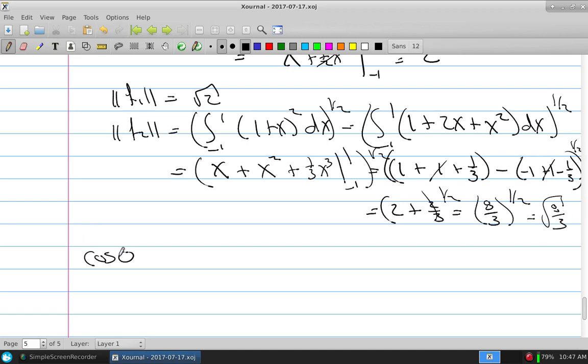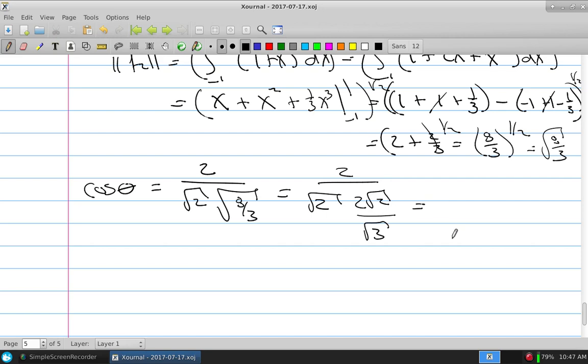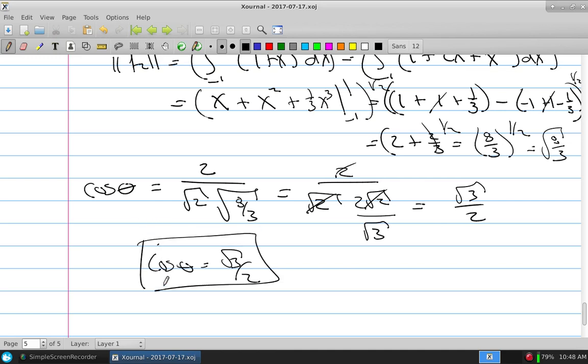So, what's the cosine of theta? So the inner product was what? 2, the length of F1, and then, which is 2 divided by 2 square root 2, square root of 8 is 2 square roots 2, over radical 3, which that and that and that can cancel, and that's radical 3 over 2. So the cosine of theta is radical 3 over 2, and you can find theta however you want. And so that would be the contribution between those two functions.